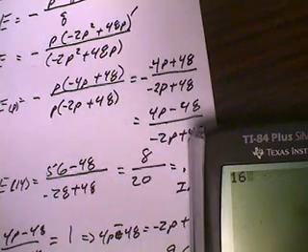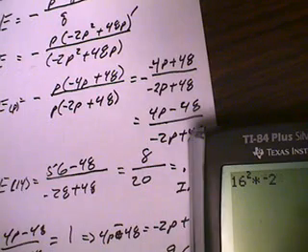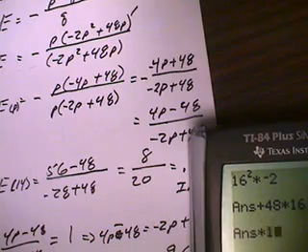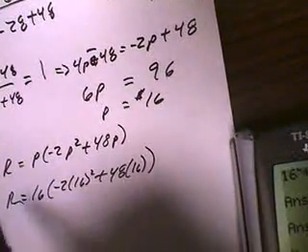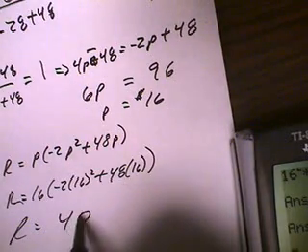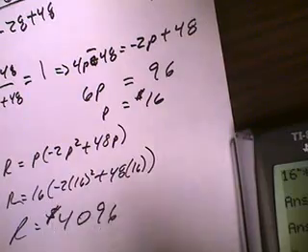Alright, 16 squared, then times negative 2, and then we'll add 48 times 16. Okay, and then we're going to multiply all of that times 16 itself. So we have a revenue that's about, our maximum revenue is $4,096.